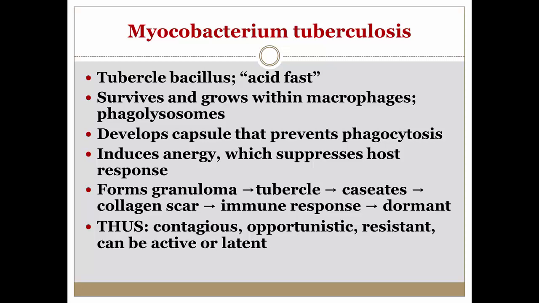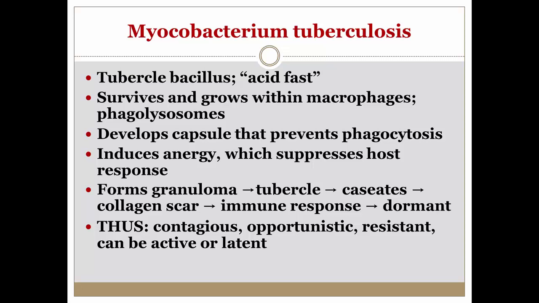lysosome. In addition to that, the bacillus develops a capsule that also prevents phagocytosis as well as induces anergy. And this is more likely if it's chronic, but if you have enough tubercle bacilli, this can occur. When it induces anergy, it has the ability to suppress the host response to multiple antigens.